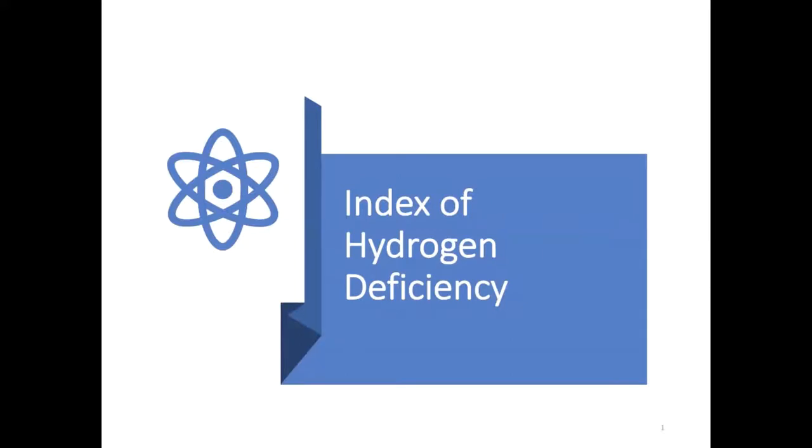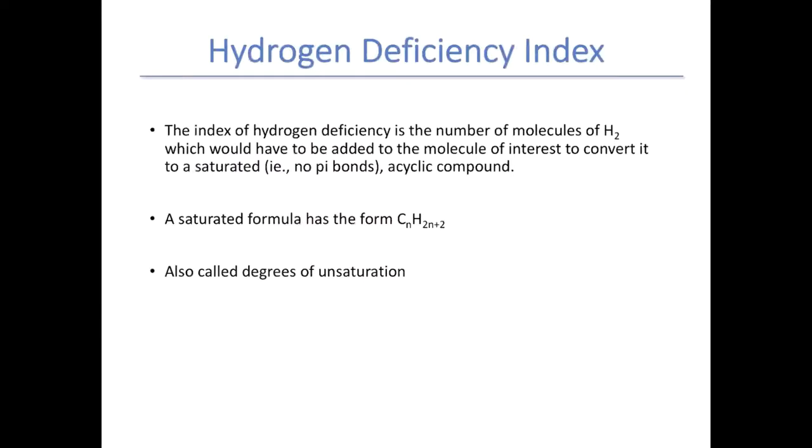This video examines the index of hydrogen deficiency, its uses, and how we can calculate it from a structure and a formula. The index of hydrogen deficiency is the number of molecules of H2 which would have to be added to the molecule of interest to convert it to a saturated acyclic compound, meaning our molecule of interest would have no pi bonds or rings.